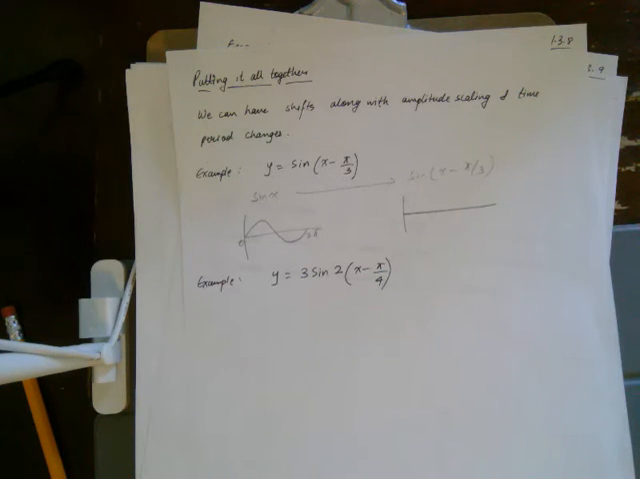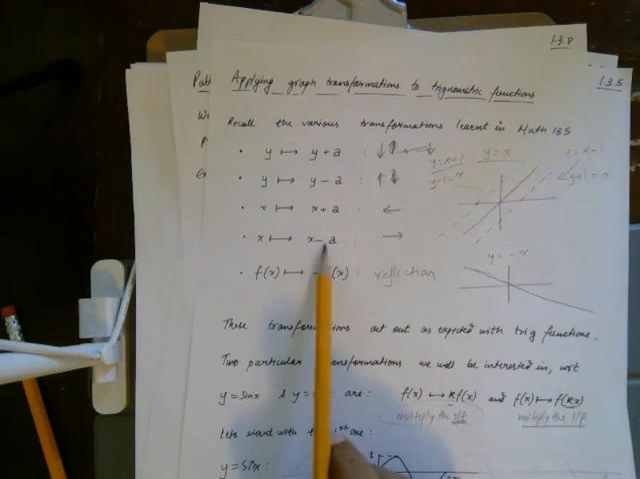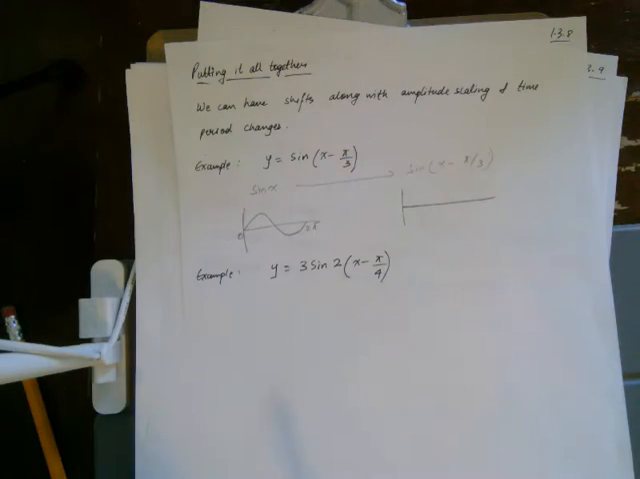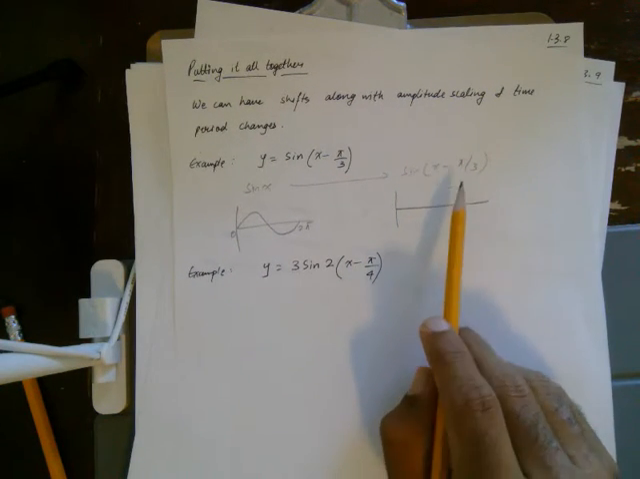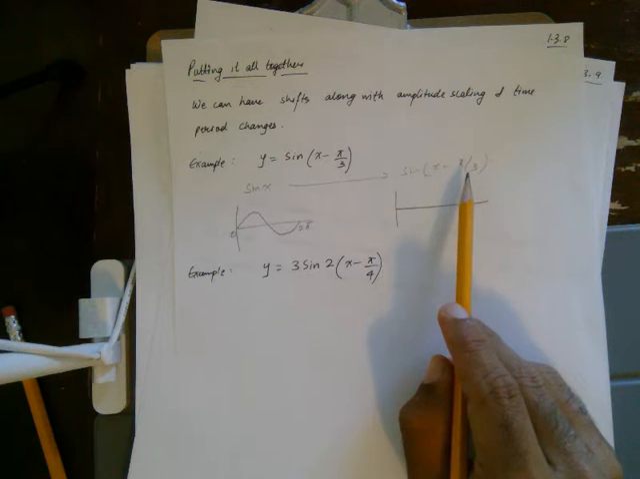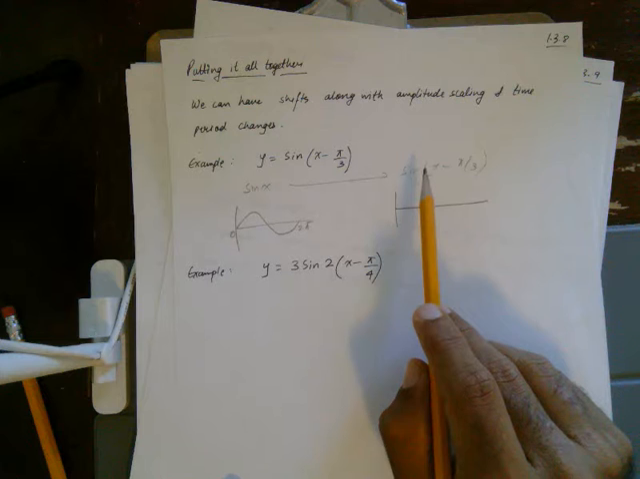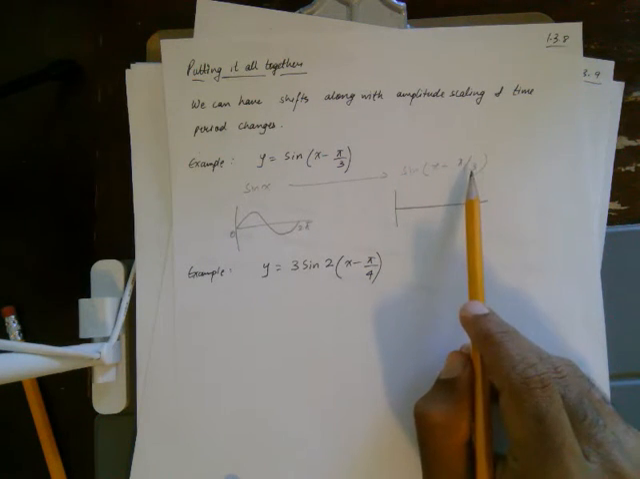So you go back to transformations here. Minus a means you're moving to the right. So how much are you moving this to the right? You're moving it to the right by pi over 3. Now it's important to keep the time period constant, right? The time period has to be 2 pi.